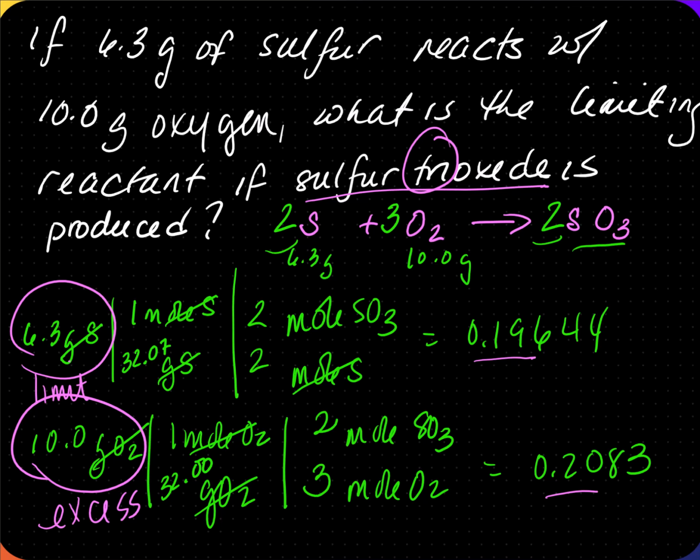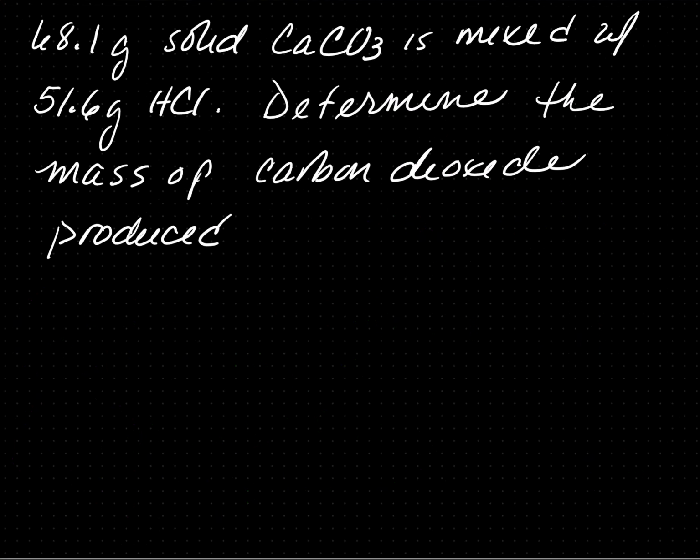We could have also started with 6.3 grams of sulfur and solved for oxygen and compared the grams of oxygen given to what is used, or vice versa. We could have started with 10 grams of O2 and solved for sulfur and seen if we had more or less. Pause this video, solve the problem, and then check your answer.